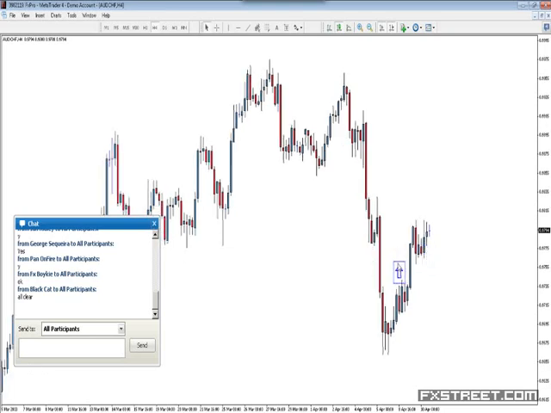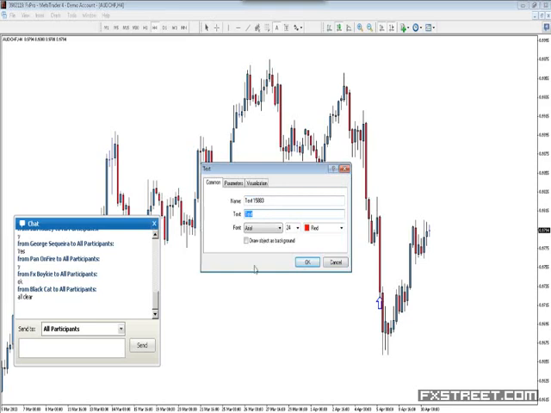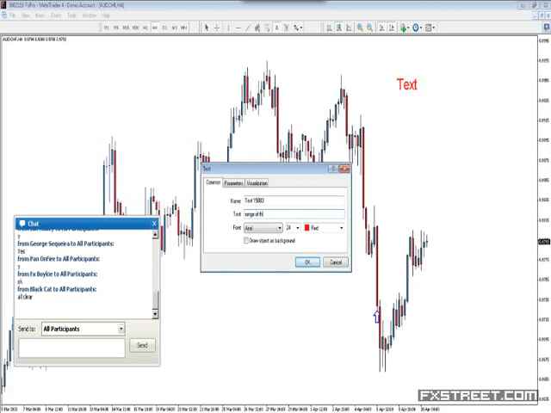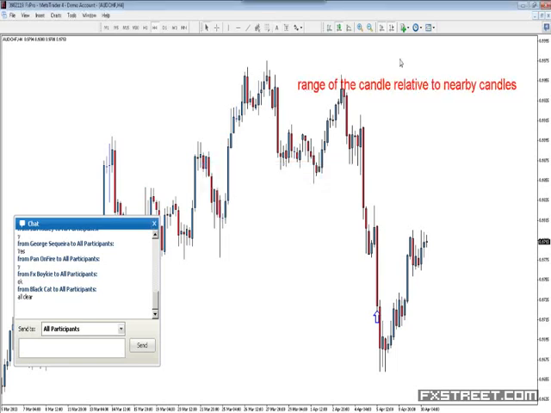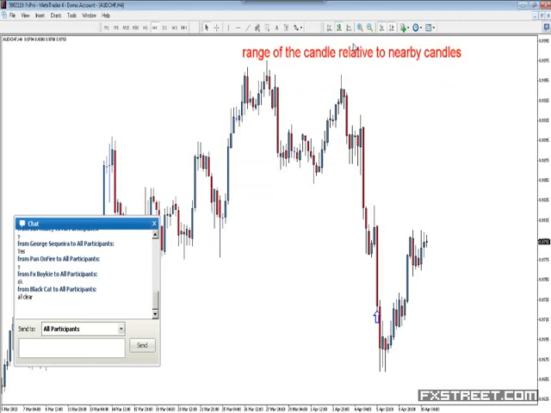So if we compare, for example, this candle here, this big red candle right here, compared to previous candles, what's the height or the range of the candle? How long is the candle, in other words? So the range of the candle relative to nearby or previous candles. Okay? So the range of the candle relative to nearby candles. What is this telling us? It's telling us volatility.